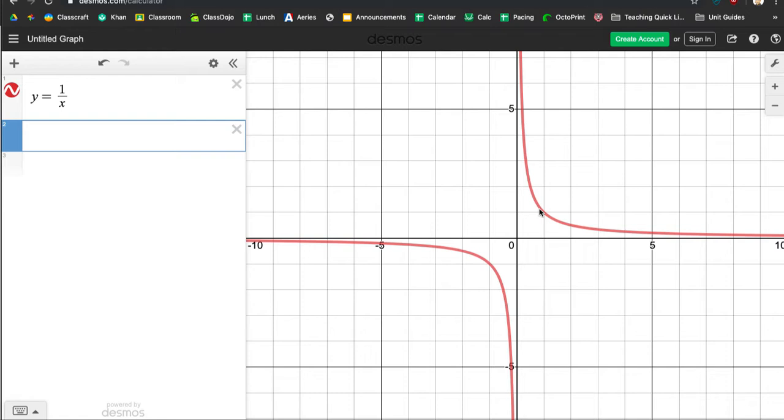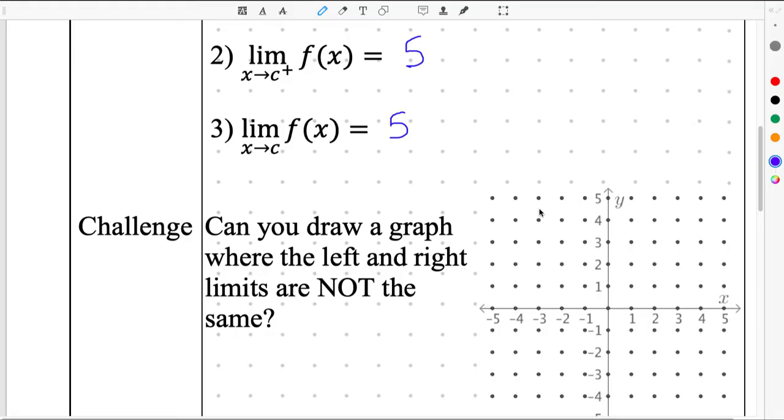So that is one example where I go to 0, and the left and the right are not the same. Left is negative infinity, right is positive infinity. They're going to different spots. Kind of weird. I'll draw another one. A little bit harder to do with Desmos, that's the reason.